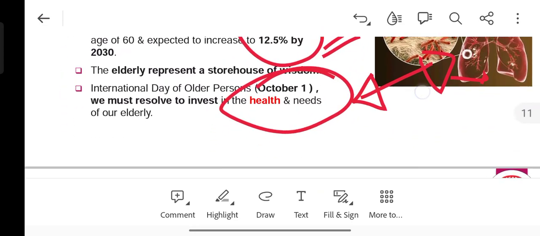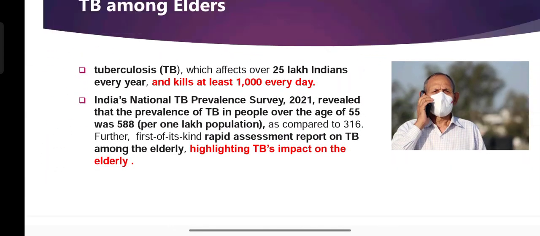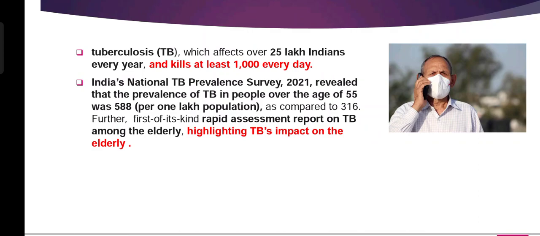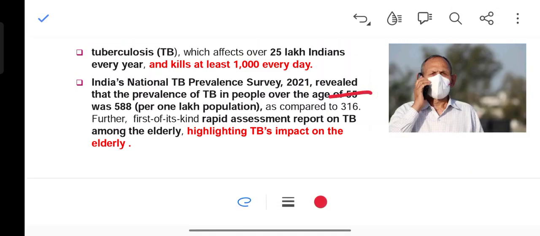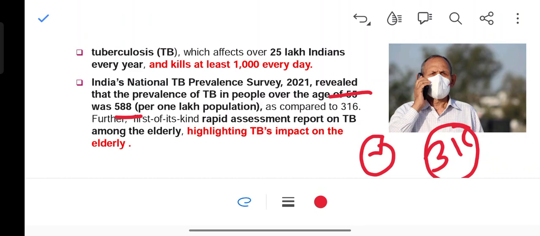Why am I telling you this? I will tell you by substantiating it with data. You can see here that India's National TB Prevalence Survey 2021 was done, and in this survey it was revealed that the prevalence of TB in people over the age of 55 was 588 per 1 lakh population, as compared to the national average of 316. And because of that, a rapid assessment report on TB was conducted among the elderly, and that also highlighted some important impacts of tuberculosis on the elderly.